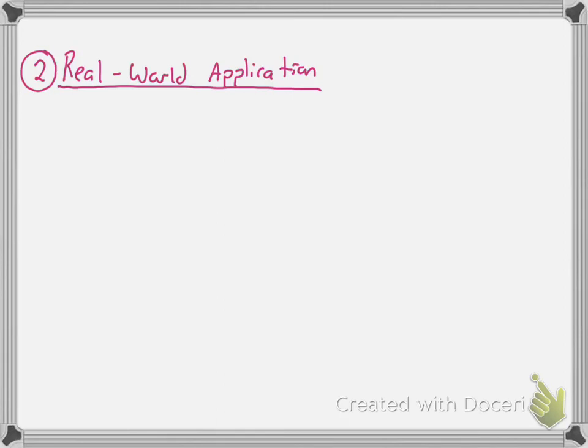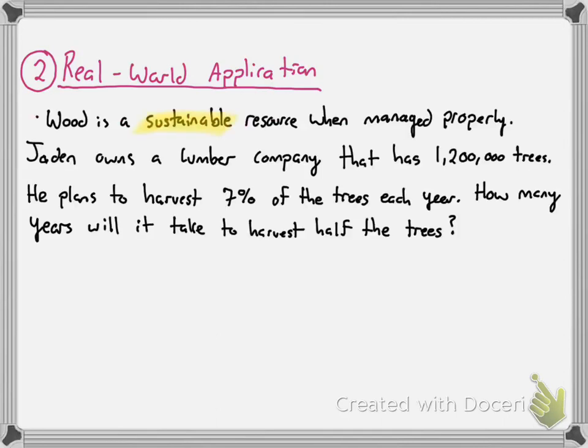In our second example, let's look at a real-world application to see how we could use a logarithmic equation. Wood is a sustainable resource when it's managed properly. Jaden owns a lumber company that has 1.2 million trees. He plans to harvest 7% of the trees each year. How many years will it take to harvest half of the trees?